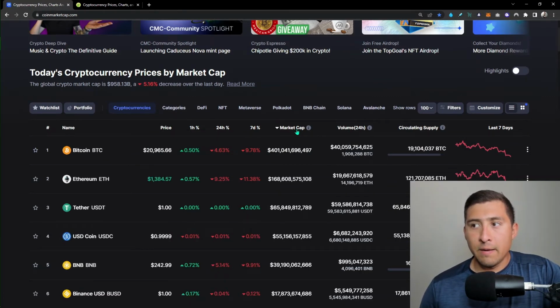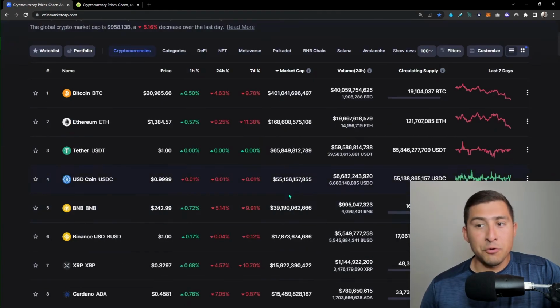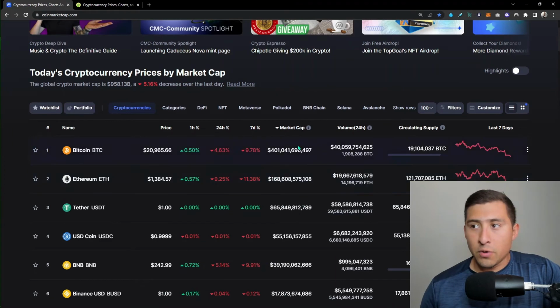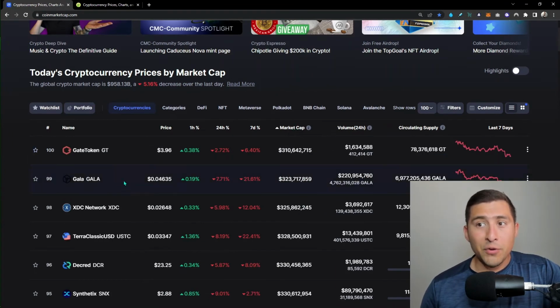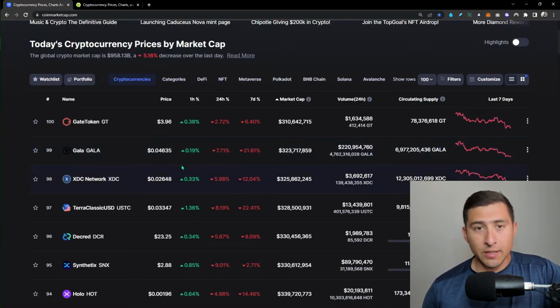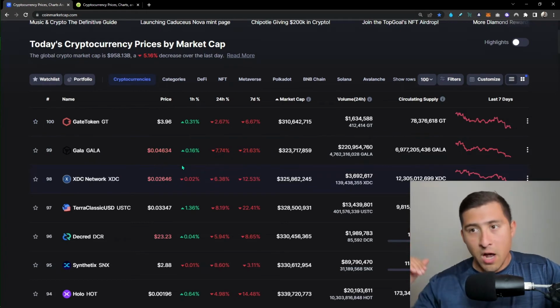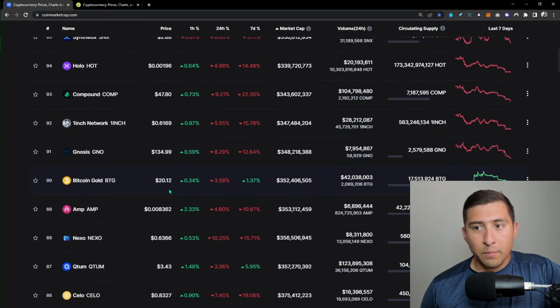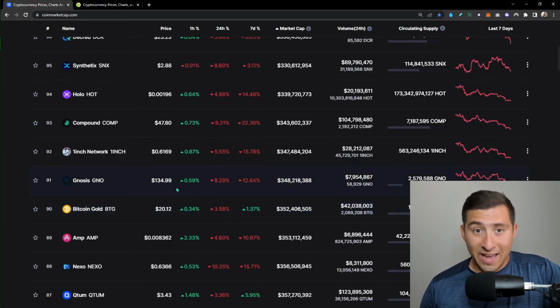Obviously, if we click market cap, we're going to have Bitcoin first. As soon as you click this once, you're going to see it starting with Bitcoin. Of course, if you click it once again, you're going to start seeing the top 100. It tells you who is in 100, 99, 98, and so on. And you can take a look at what the prices are at the bottom of the scale, which is pretty cool.